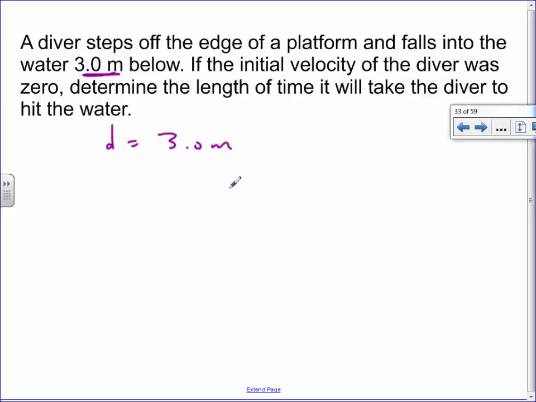There's actually two that are hidden. One of them is right here. The initial velocity of the diver was 0. It's really sneaky, but there is a velocity initial of 0 meters per second, because he's literally just stepping off the diving board.